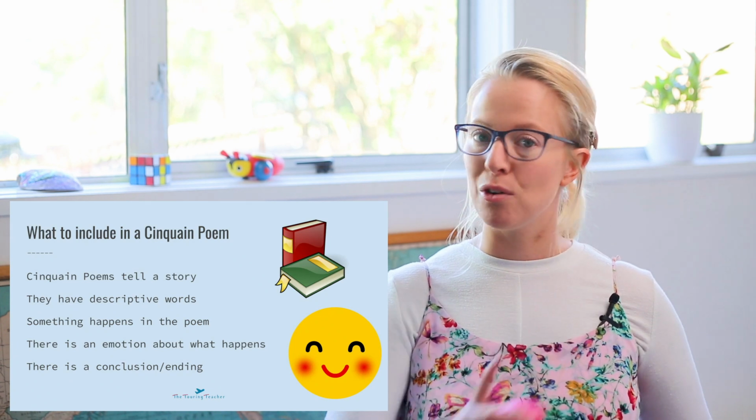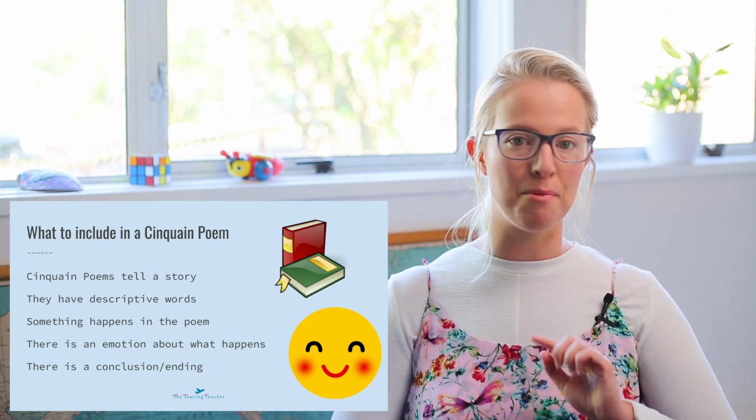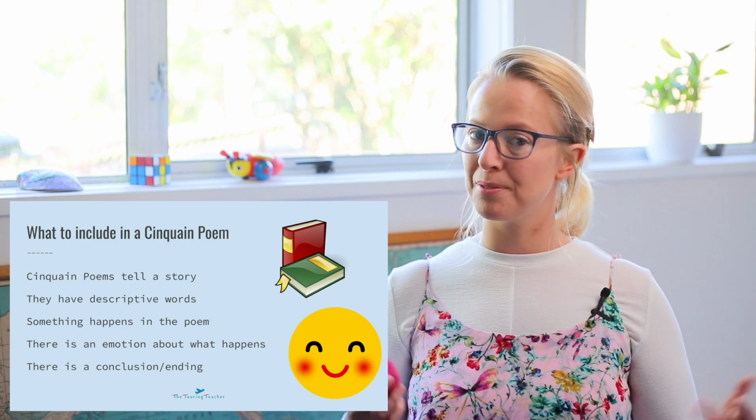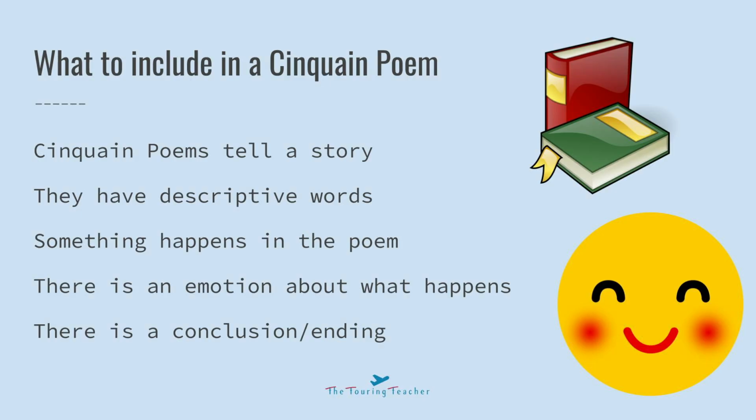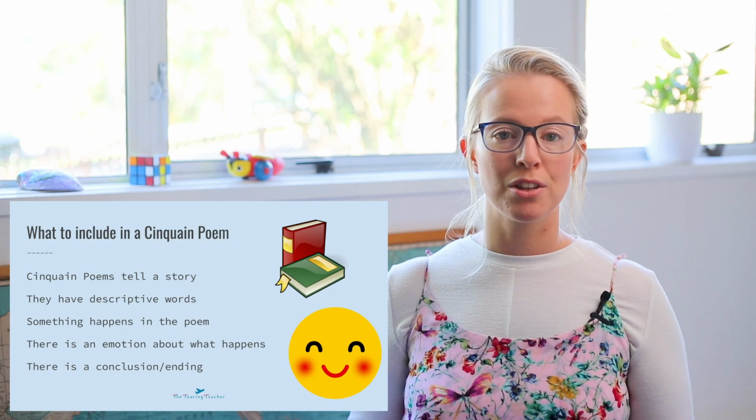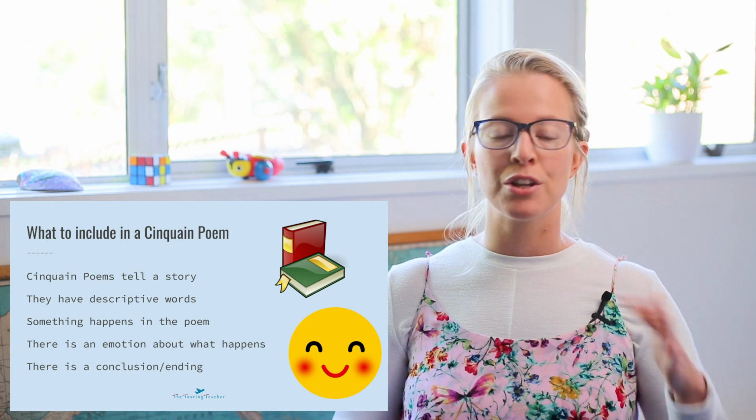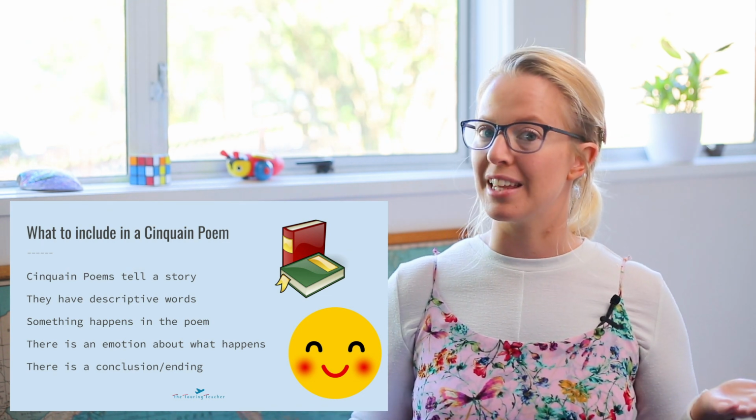To make your cinquain poems even more exciting when you're writing them at home, here are some features that you need to include. A cinquain poem tells a story, so make sure that you've got a bit of a story going on. They have descriptive words. I know that you guys are really good at using descriptive words from what you've written in the other lessons, so you can use them in this poem as well. Something has to happen in the poem, so it's an action. There is an emotion that happens in the poem, and there is a conclusion and an ending. So when you're writing your poems, make sure you include these. You'll understand it a little bit better when we go through more of the examples.